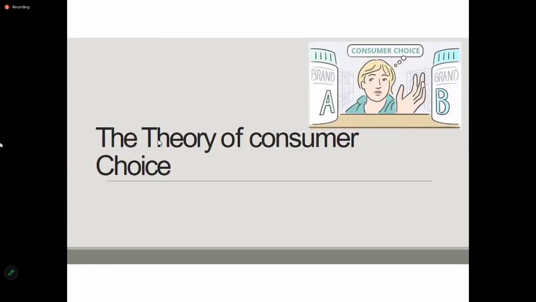So now we will see what is the theory of consumer choice. You can see, this picture says a lot. There are, let's say, two brands. Let's say the consumer needs these two brands. Then how much from A, how much from B? This is mainly decided by many factors: his preferences, his income, the price of these products. Okay, so all these factors affect what to purchase.